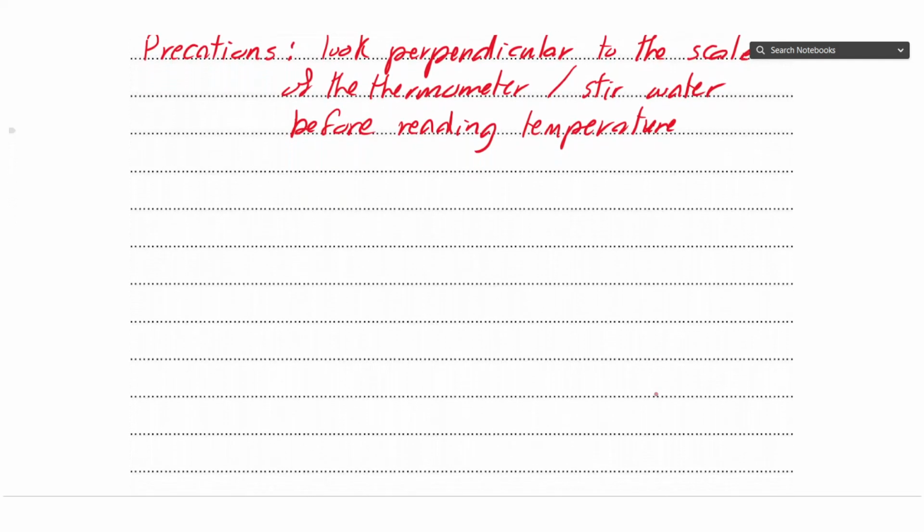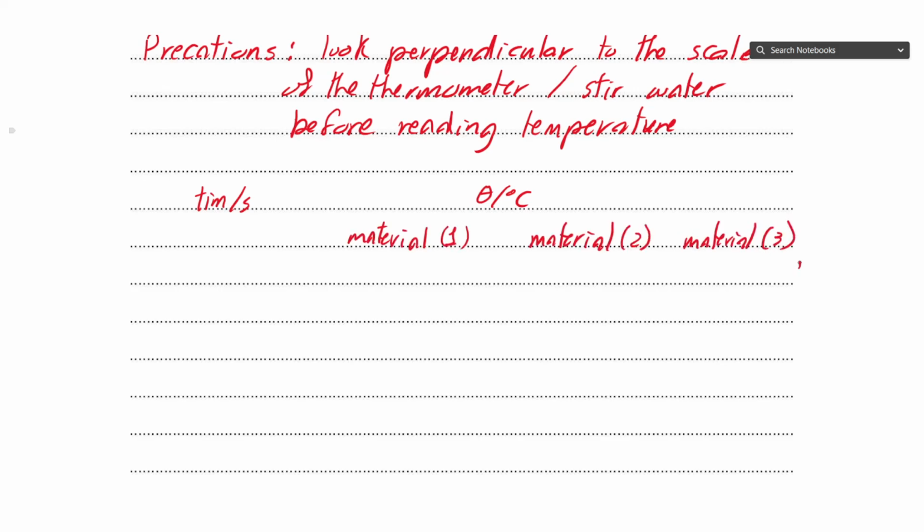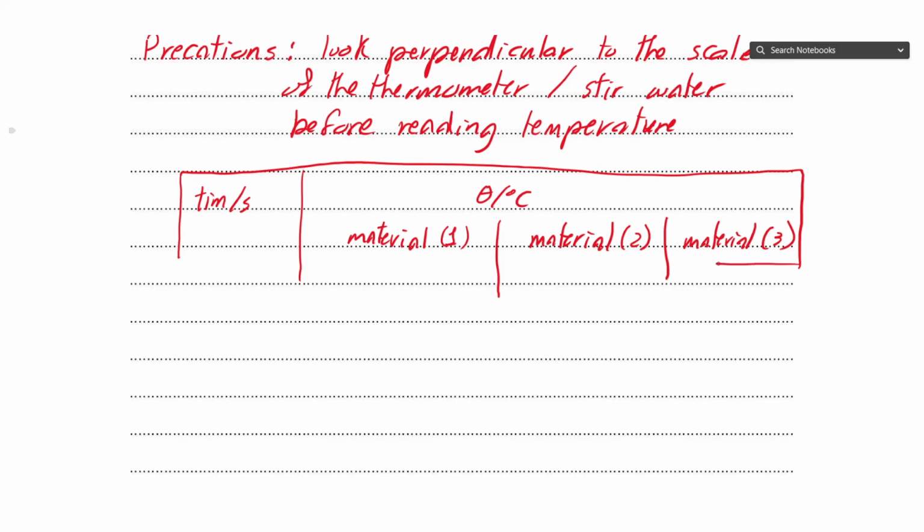As for the table, we can place the time in seconds on the left side, and we have the temperature in degrees Celsius for material 1, material 2, and material 3, and we close the headings like this. We do not enter any values in the table.